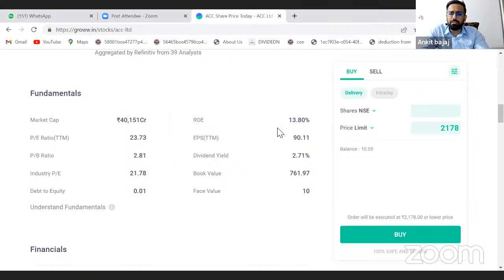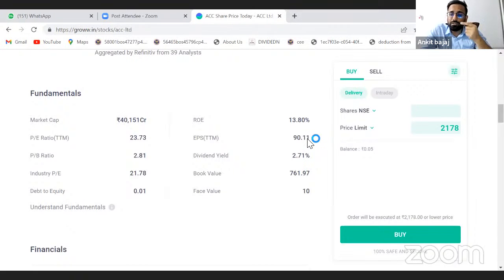Then the debt to equity ratio is given. Now we have to see EPS, because the formula of PE ratio is market price of share divided by EPS. EPS is given as 90.11. It means the company is giving 90 rupees for one share. So if I'm holding 10 shares of ACC Limited, I will be getting 90 into 10, that is 900 rupees, right?